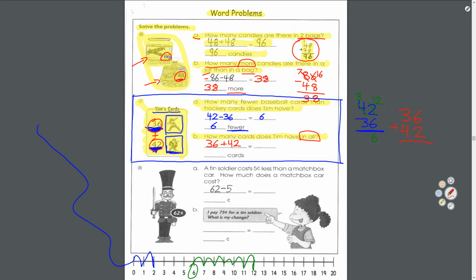So we'll start in the ones place. 6 plus 2. 6 plus 1, 2 equals 8. So we have an 8 in the ones place. And then the tens place. 3 plus 4. 3 plus 1, 2, 3, 4. 7 in the tens place. So 78. He has 78 cards in all. Now let's check just to be sure. 6 plus 2 equals 8. 3 plus 4 equals 7. We got it. Good.